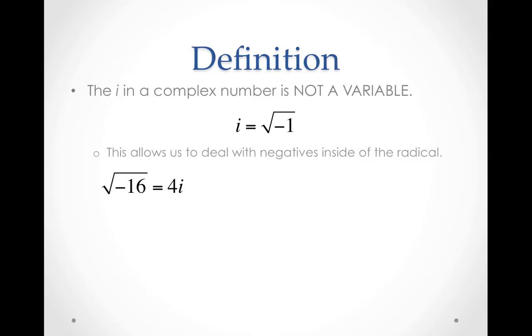Okay? And so we can do that anytime now that we have a negative inside of a radical. We can deal with the negative by making it i, and then we can deal with the square root of the rest of the number by simplifying it as much as we can. So the square root of -9 would be 3i. The square root of -100 would be 10i.